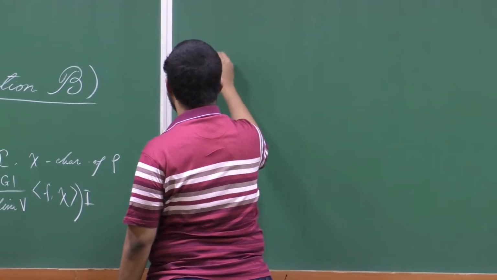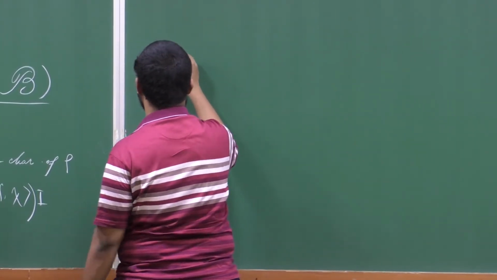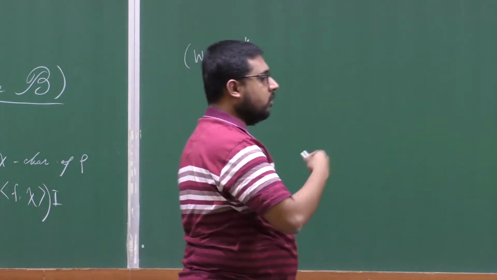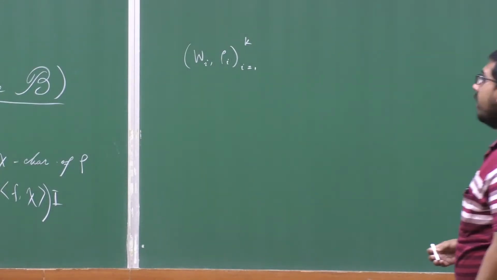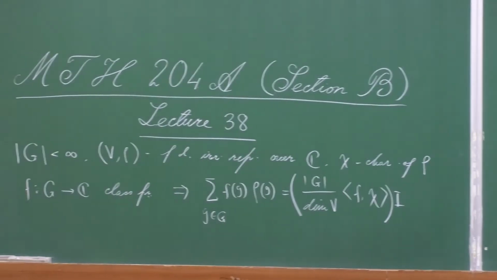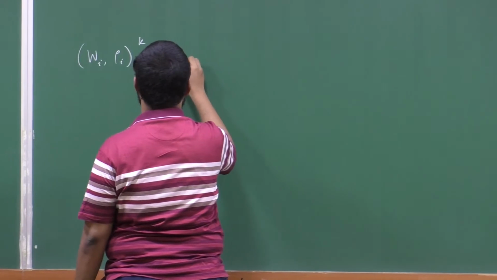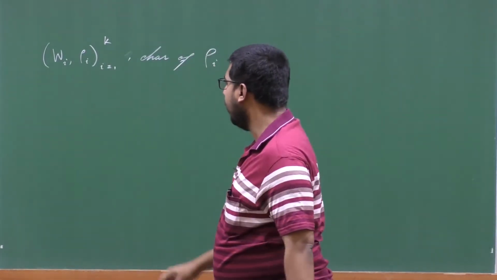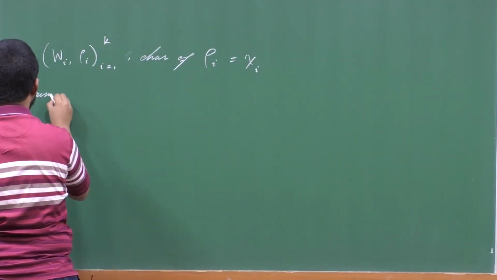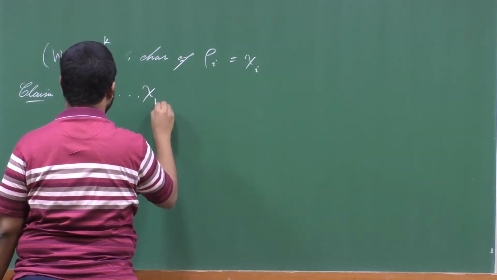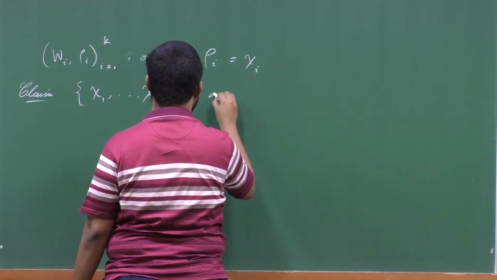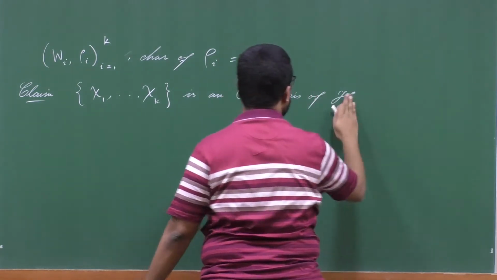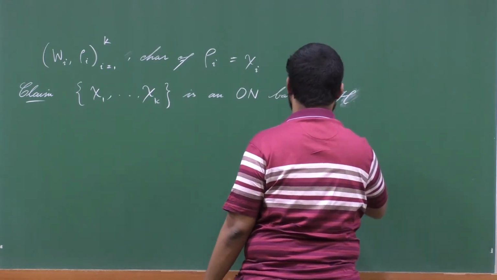So, as earlier, let me first assume that W_i, rho_i, for i from 1 up to k, up to isomorphism, are all the mutually non-isomorphic irreducible complex representations of the finite group G which we have considered. Furthermore, let us also assume that the character of the representation rho_i is chi_i. As I said, the claim is that these form an orthonormal basis of the subspace of all class functions.